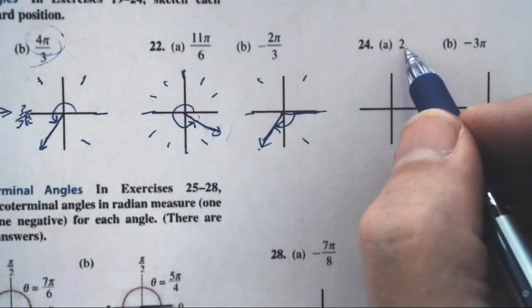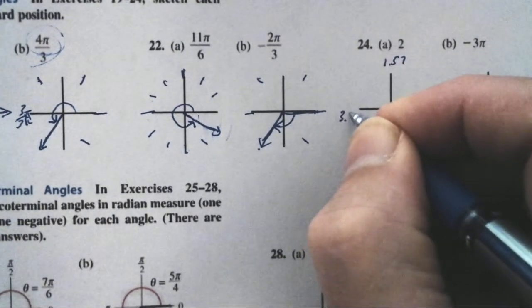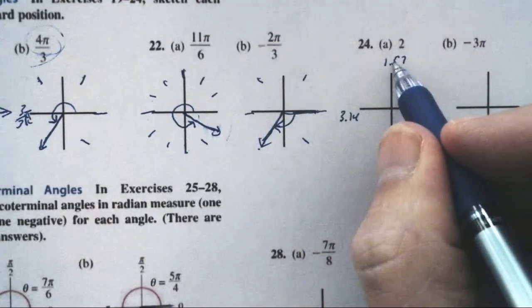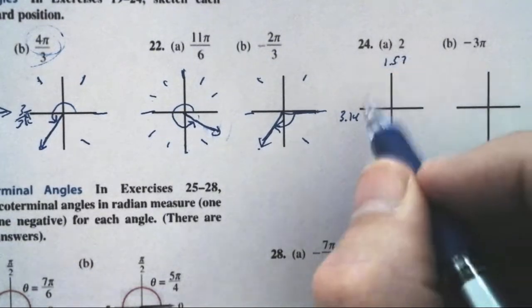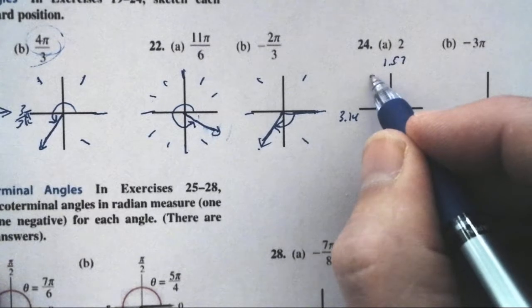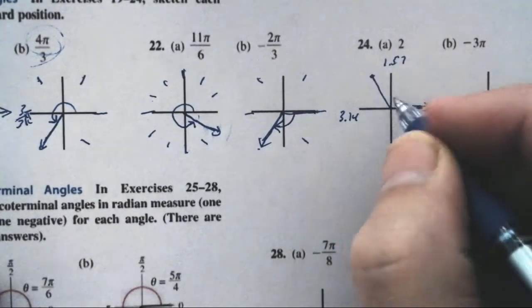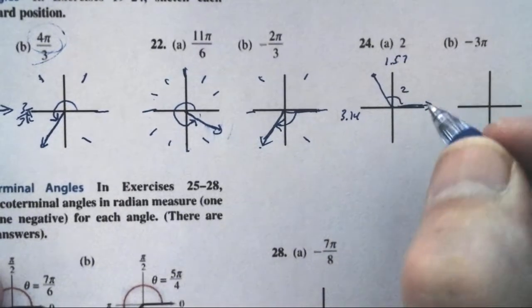Now 2, we're just going to ballpark this one. Remember, this is 1.57. Here's 3.14. So we're about 0.4 away from here, and 2 is about 1 point something. We're definitely closer to here, so I'm just going to say somewhere about in there is our rotation. And that angle measure is 2.